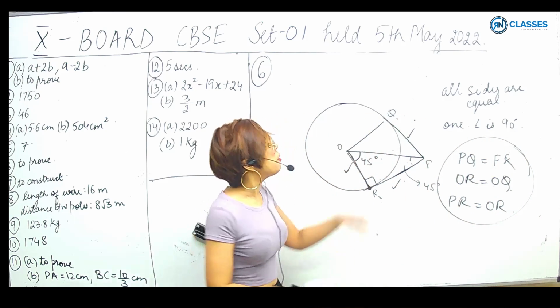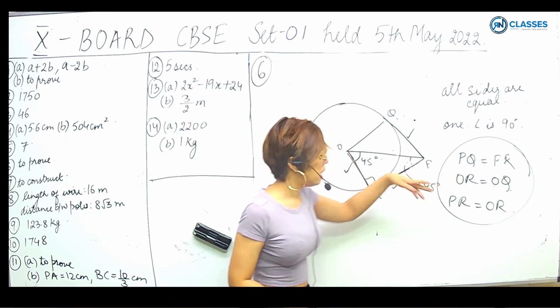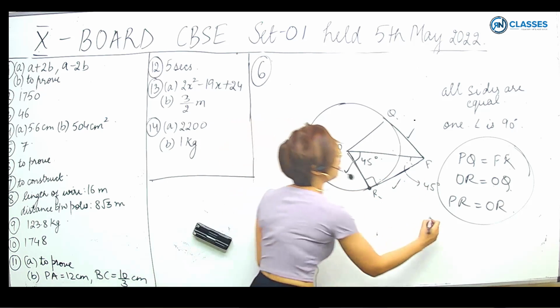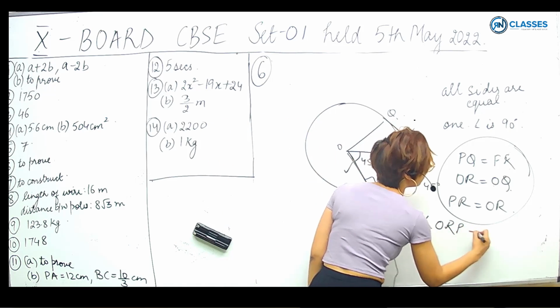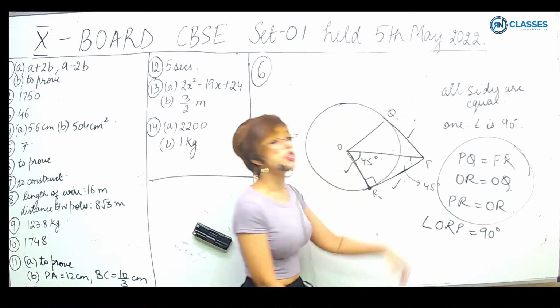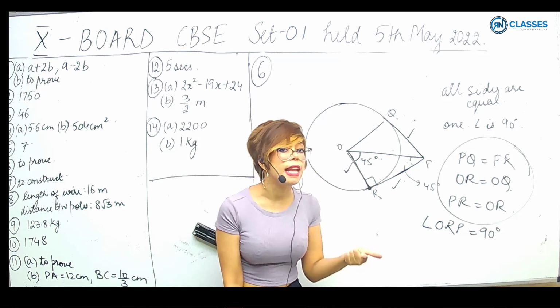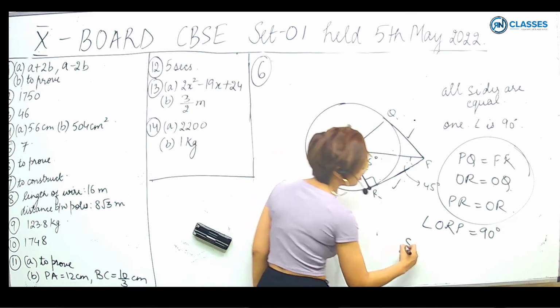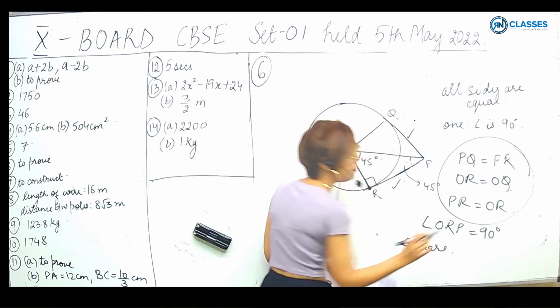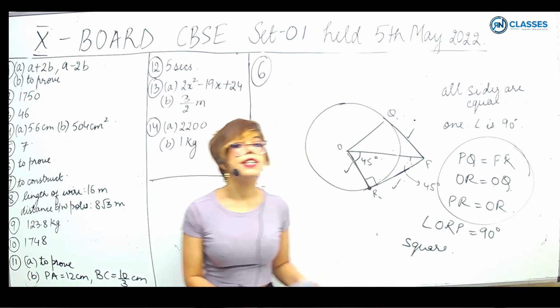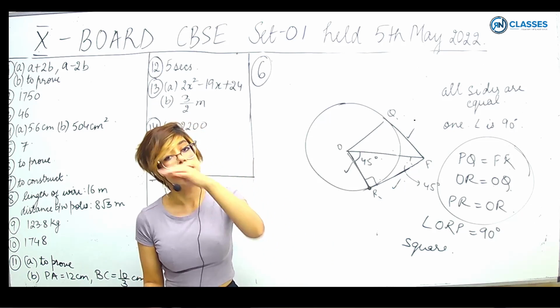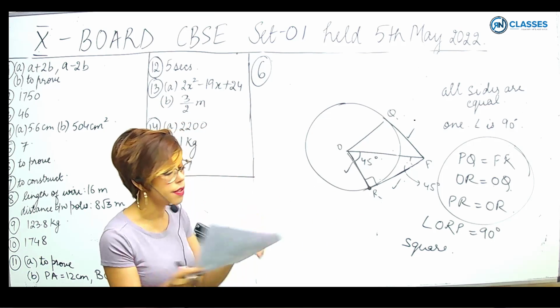Done? Now I need to prove that one angle is 90 degrees. I just said it. That angle ORP is 90 degrees. Right? A quadrilateral in which all the sides are equal and one angle is 90 degrees. That means that is a square. Hence proven. Obviously, I am not concentrating on writing the steps in this case. I am more interested in getting the answers.